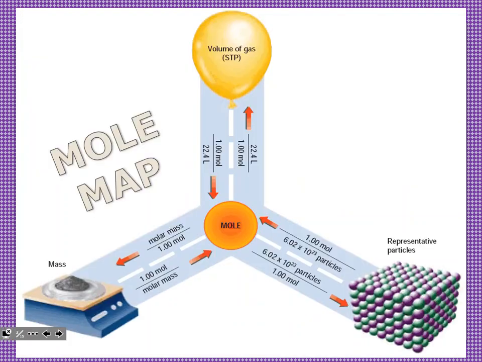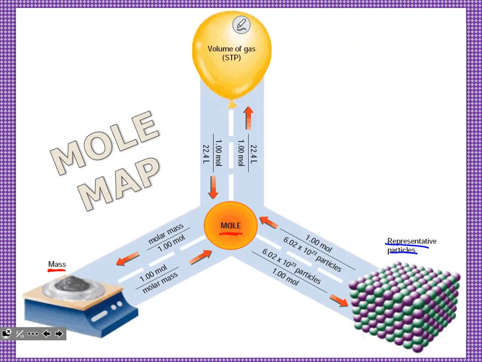So, on the mole map here, you already know a couple of these conversions because we've gone over molar mass. The mass equals 1 mole. We've gone over representative particles, where that's Avogadro's number, 6.02 times 10 to the 23rd equals 1 mole.